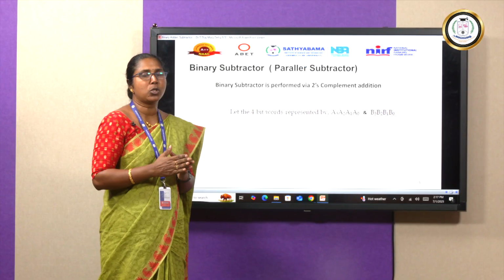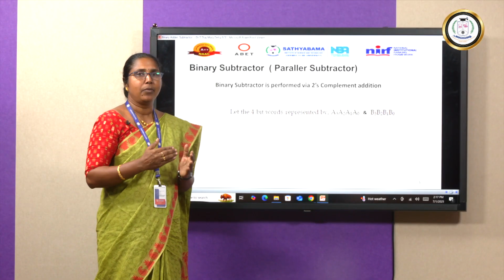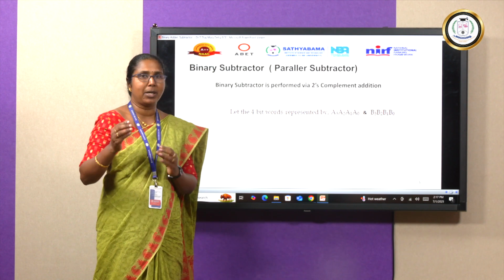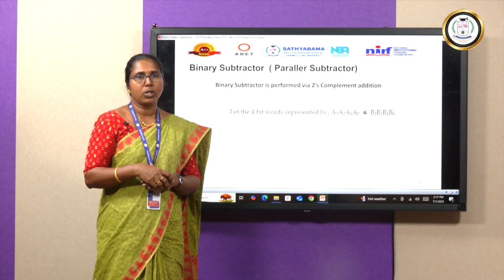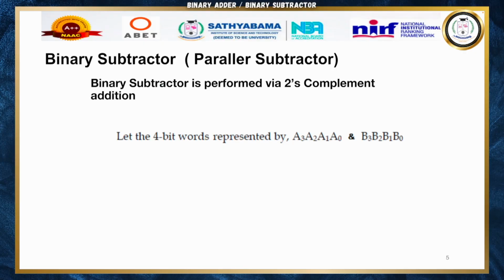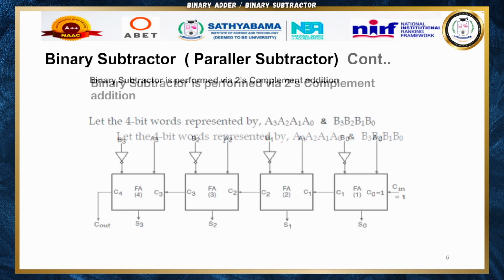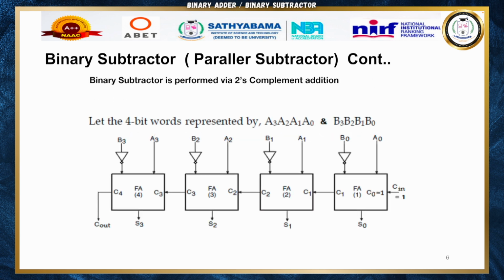Normally, how does the 2's complement method work? We keep the first number as such and take the 2's complement of the second number. So generally, what is the 2's complement? We take the 1's complement, that is, we invert the number, and then we add 1. That can be performed by the binary subtractor. So here, the previous full adder circuit, the parallel adder circuit, we are going to modify something.